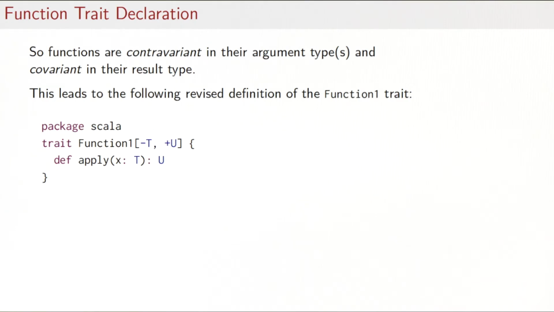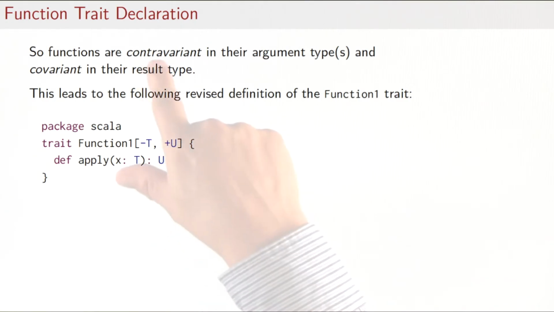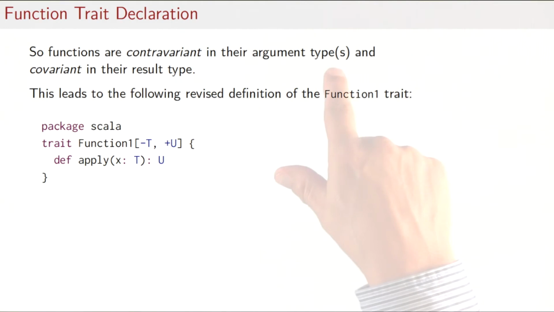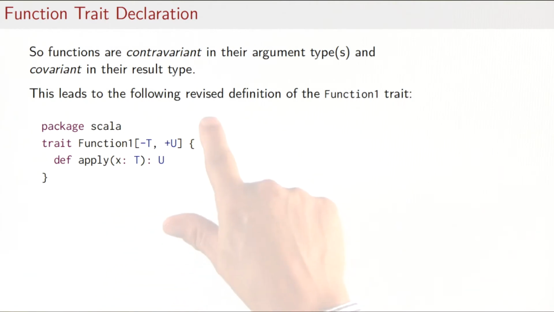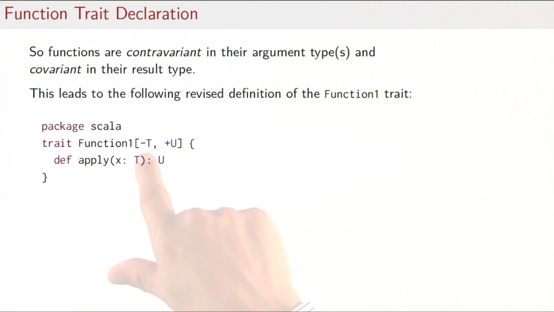So what we've learned is that functions are actually contravariant in their argument types and covariant in their result types. We can then express that in code in Scala, and that leads us to the revised definition of the Function1 trait that you've seen before. So now I've added two variance annotations to the parameters. The argument type T is contravariant, it has a minus, and the result type U is covariant, it has a plus.